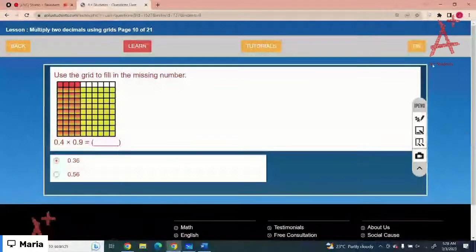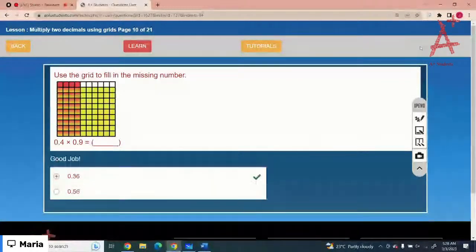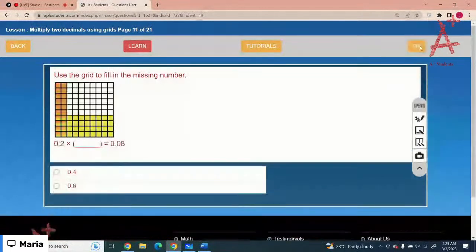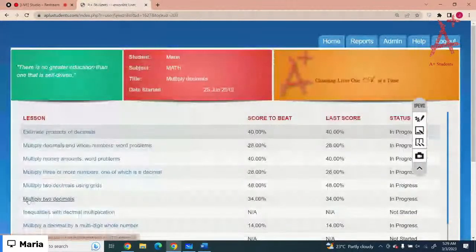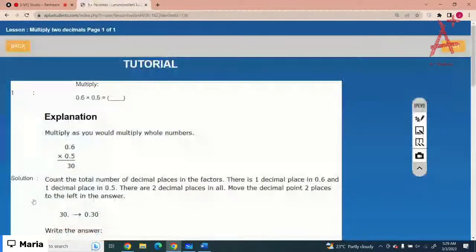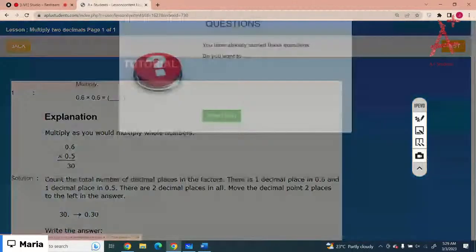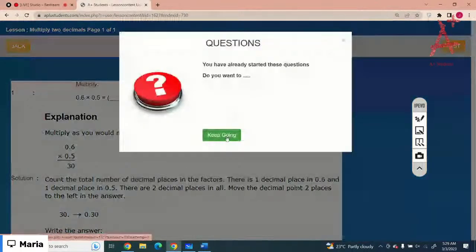Okay, you can complete the test by yourself later today. Let me just move on to the next lesson. The next lesson is multiply two decimals. Now both the numbers are decimals. Got it? We're going to multiply decimals. Got it?